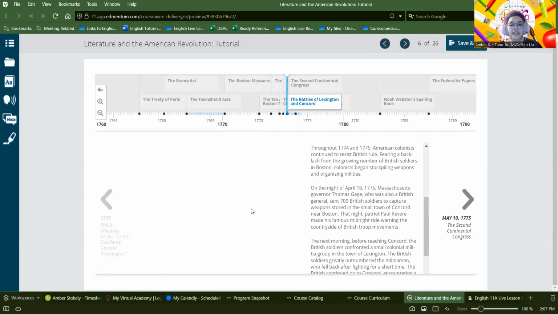But basically, he rode the entire evening, like the entire night, so upwards of 10 to 12 hours, to spread the word that the British soldiers were coming that way to try to take the weapons. And it's an exhausting amount of time to actually be up and riding. And he's trying to move faster than the soldiers, right? So that he can let people know ahead of time what's happening.